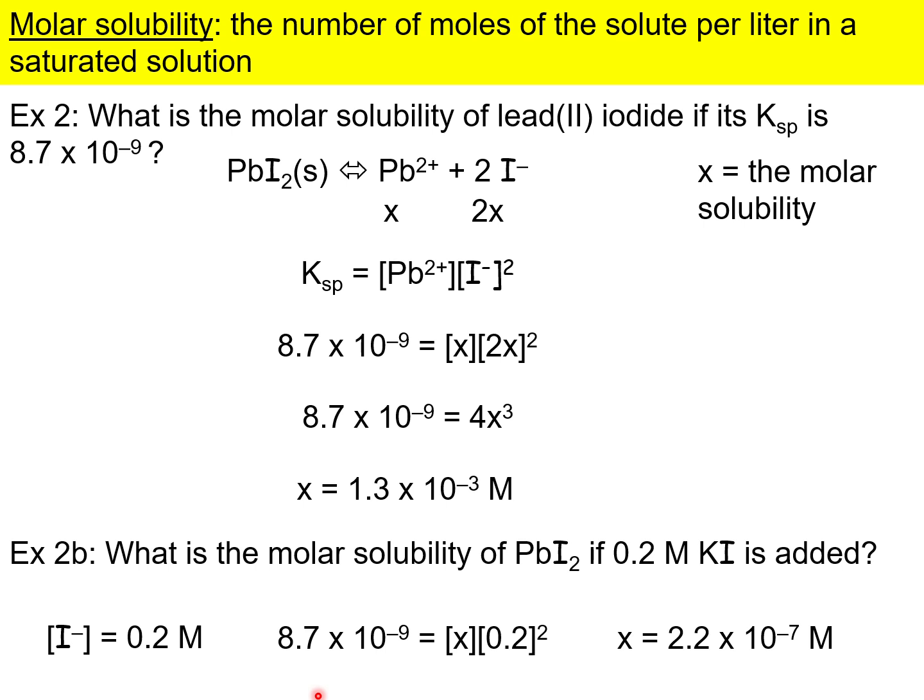This is called the common ion effect. We'll come back to it. But notice as a result of adding in some more iodide into this equilibrium, we've gone from something that is on the millimolar level to 10 to the negative 7th molar. So it has changed by a factor of 10,000, 4 orders of magnitude.